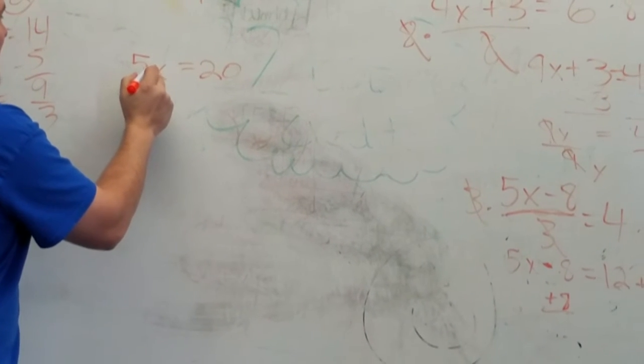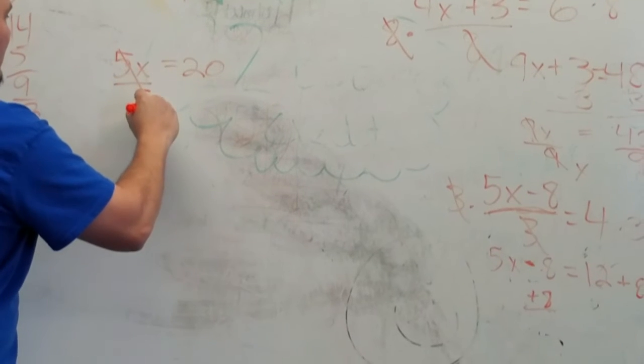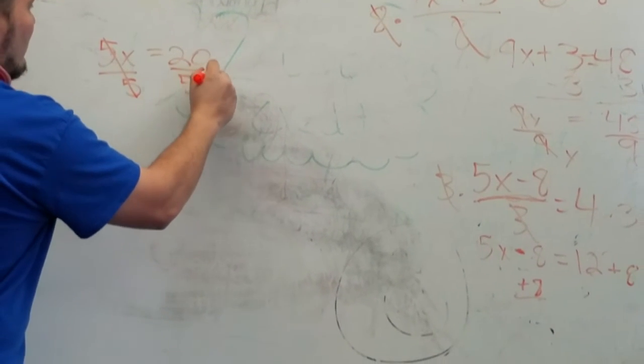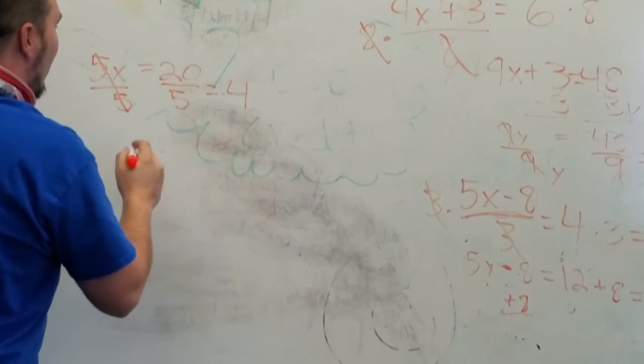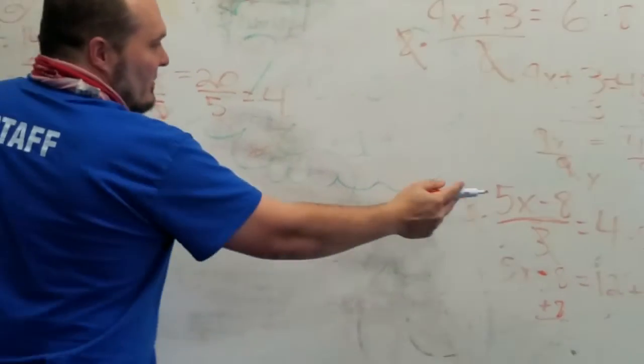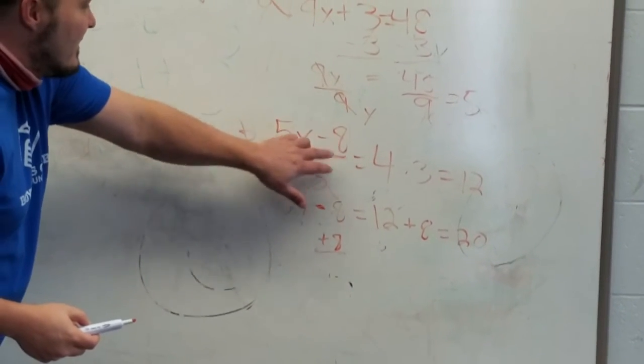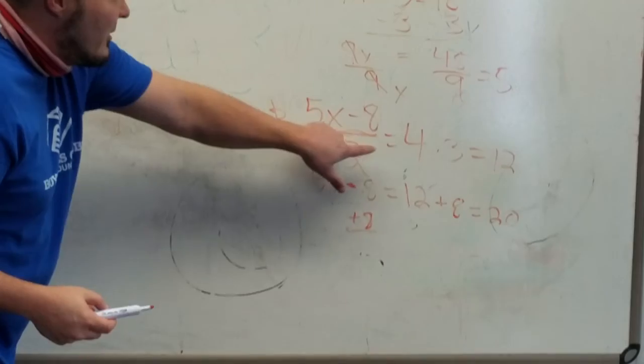Remember, this is like multiplication, 5 times x, so we're going to do the opposite. We're going to divide by 5, which will cancel those out. 20 divided by 5 equals 4, so x equals 4. If you plug that into the equation back here again to check, 5 times 4 is 20, minus 8 is 12. 12 divided by 3 does equal 4.